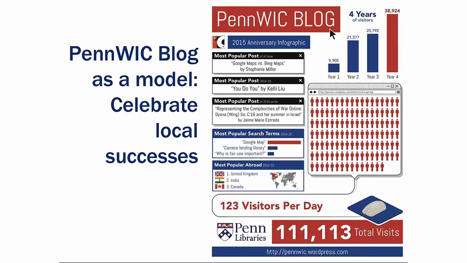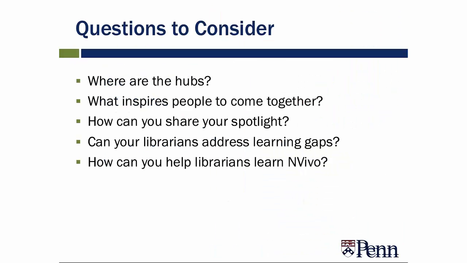The main thing I want to mention with this idea, both of the blog and of our annual symposium, is how can you celebrate local successes? Because there's something powerful about knowing that somebody in your department has done something really cool, or somebody just across in the building next to you is doing something, and it connects within the campus. And the blog and the symposium are two ways that our library has found to connect researchers within campus. Moving on to your thoughts on your campus, I'm going to pose five questions for you to think about.